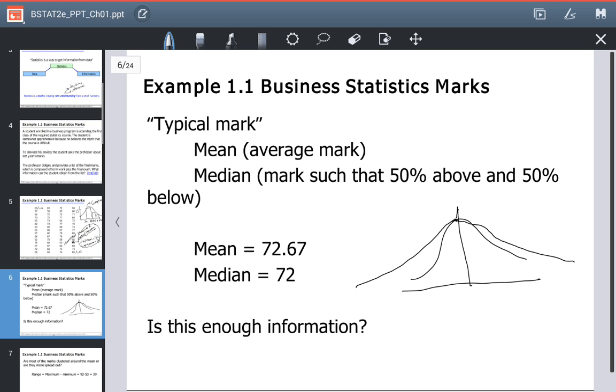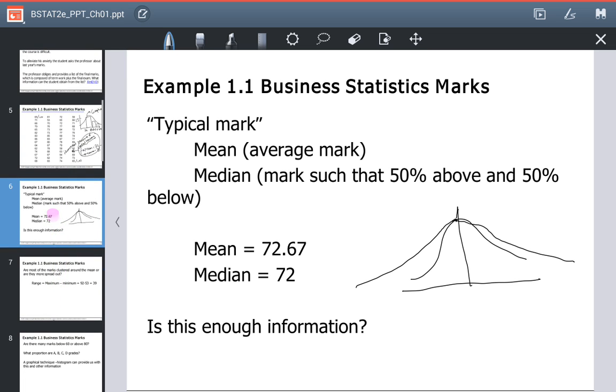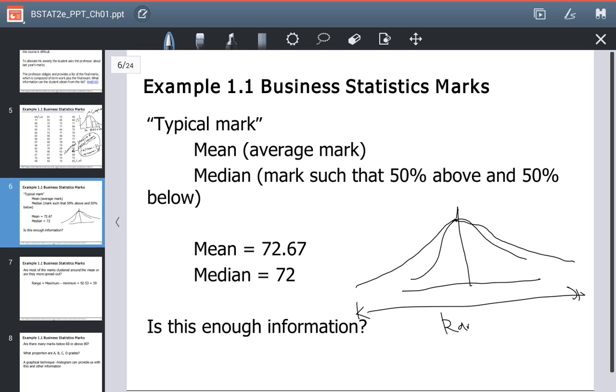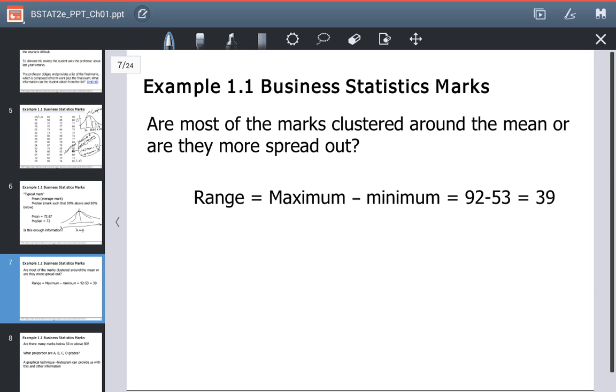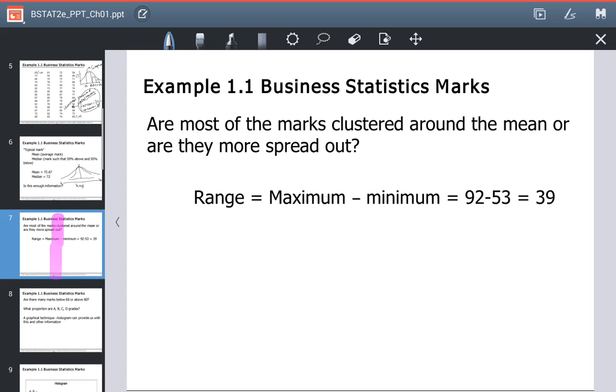Again, knowing only the mean and median will not be enough in some scenarios. We should also know what is the range of the data, or what is the spread of the data. So this quantity is called the range. We'll formally define these quantities in the coming classes. So range is one thing that you might be interested in. This will tell you what is the spread of the data.